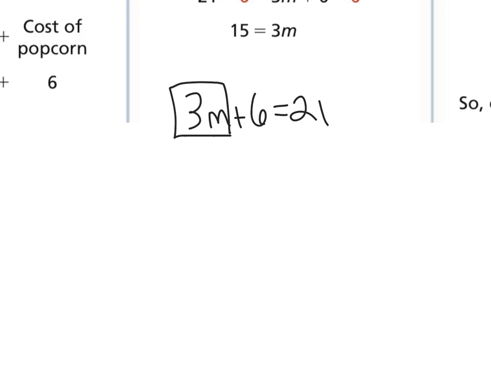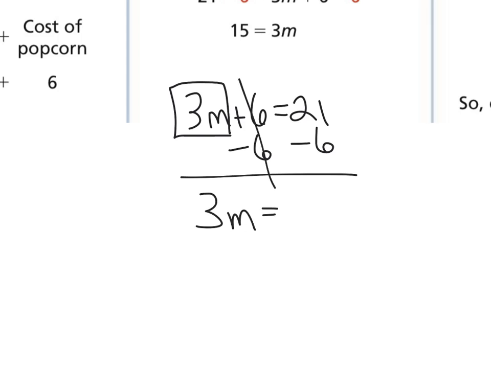To get the 3M by itself, we can look and say that on the same side of the equation they are adding 6. So to get rid of that, we need to subtract 6. Okay? This equation is like a balance. If these two things are equal and I take away the same from both sides, they're still going to be equal. If you can visualize a balance scale. So 21 minus 6 then is 15.